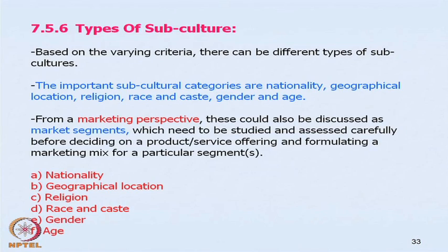Coming to types of subculture, the more important subcultural categories are in terms of nationality, geographical location, religion, race, caste, gender and age. From a marketer's perspective, these could be studied as different market segments which need to be studied very carefully before deciding on the marketing mix for a segment.